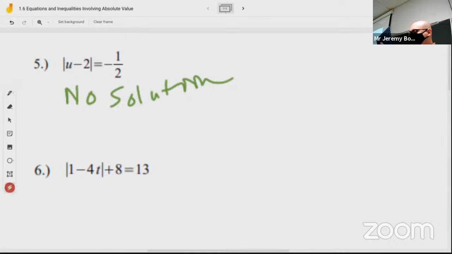Number 6, you have the absolute value of 1 minus 4t plus 8 is equal to 13. We don't have the absolute value by itself now, so we want to get the absolute value isolated. So to do that, we're going to subtract 8 from both sides. And so we'll end up with the absolute value of 1 minus 4t is equal to 13 minus 8.